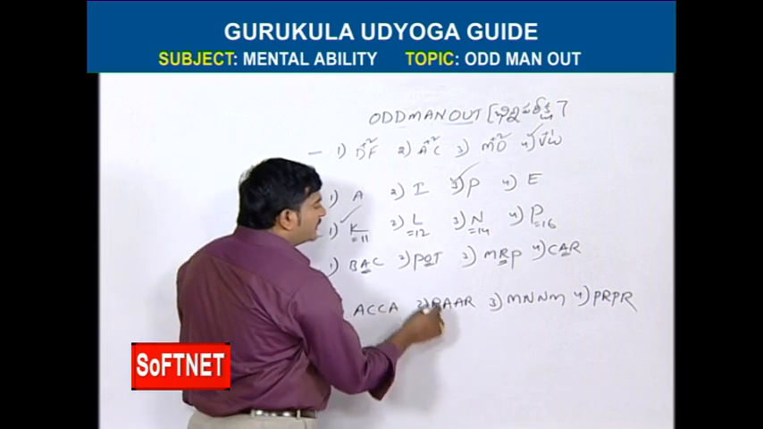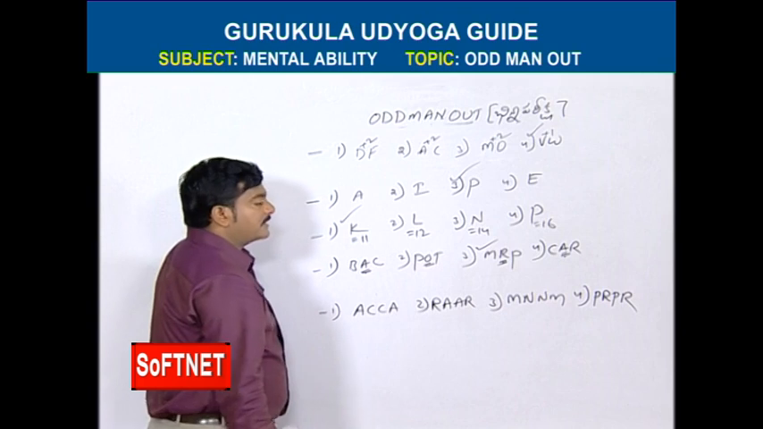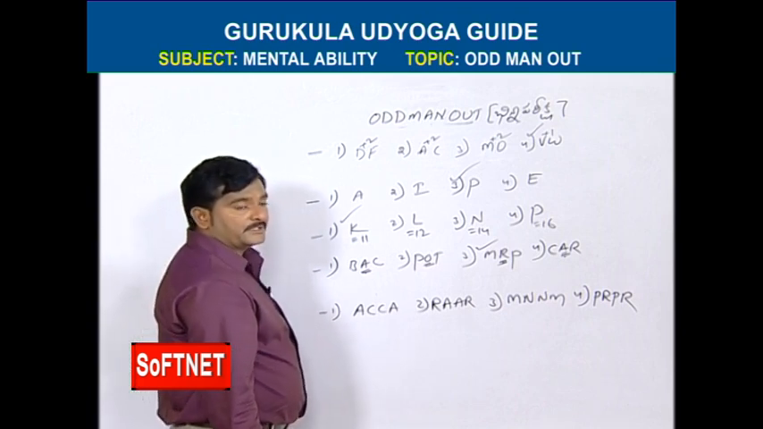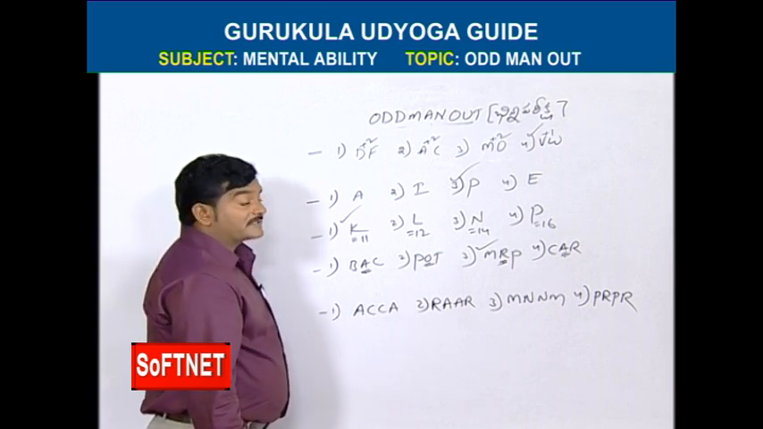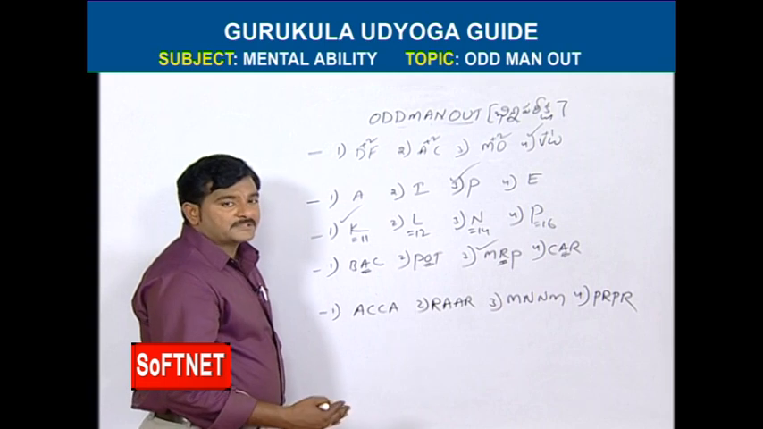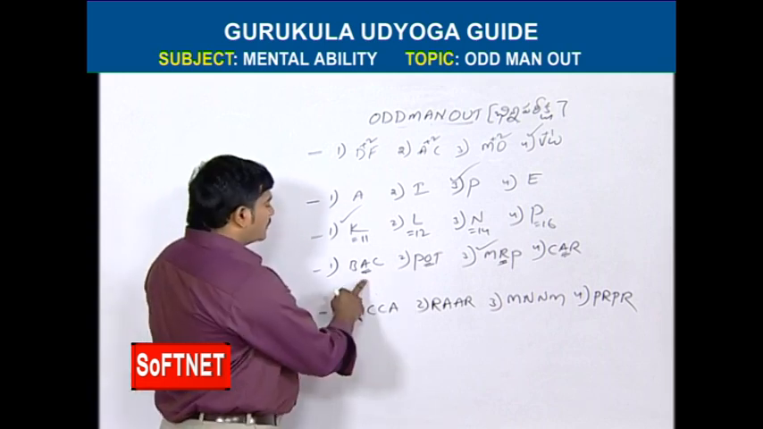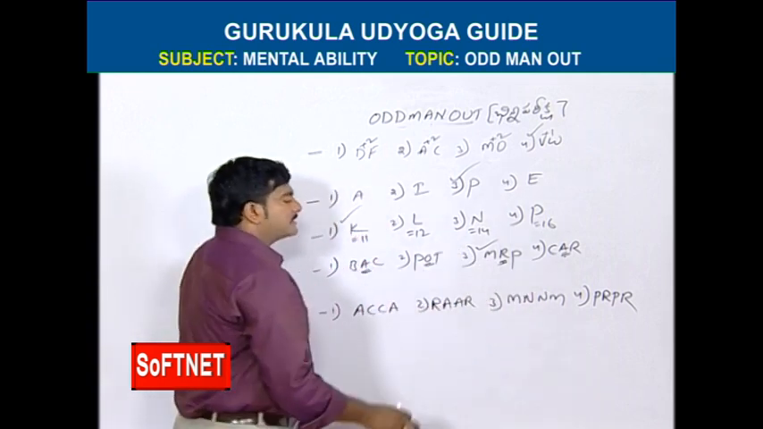A is vowel, O is vowel, A is also vowel, whereas R is given, so a consonant. Simple logic. There is no numbering or anything. Irrespective of first and last letters, the middle letter I am getting is a vowel in all the options. Vowel, vowel, consonant, vowel. That's why the answer is 3.